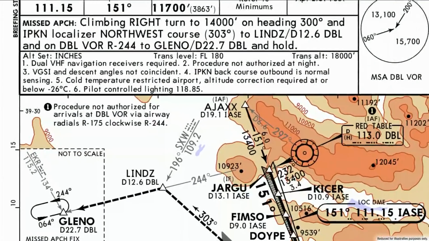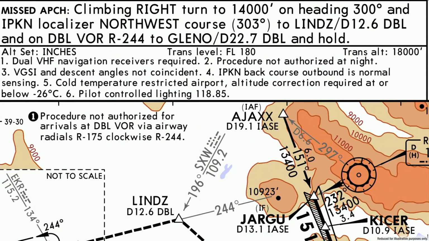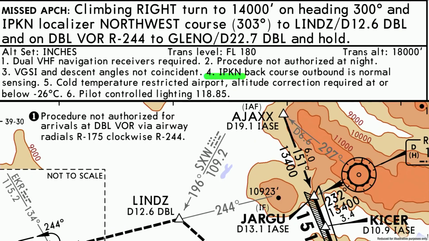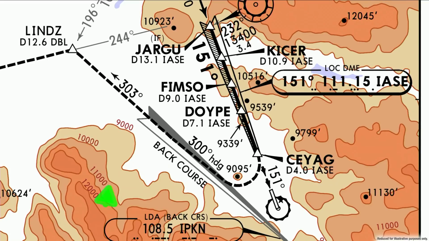Okay, let's go back to those notes. The next one here is a hint. IPKN back course outbound is normal sensing. Okay, this note's been added. When I was going through training, that note wasn't on the chart. And so, at least I don't remember it being on a chart. So it made a great airline interview question. And that was, if we have to fly the missed approach procedure on this approach, when we start to fly the back course, do we have normal or reverse sensing?